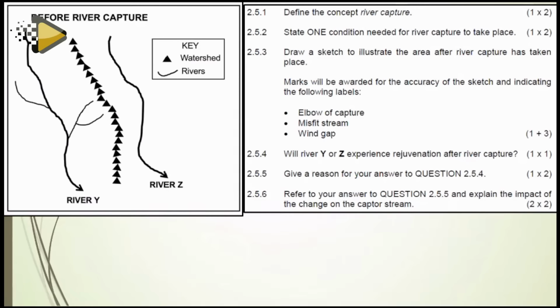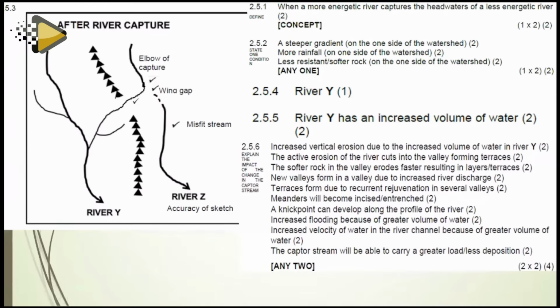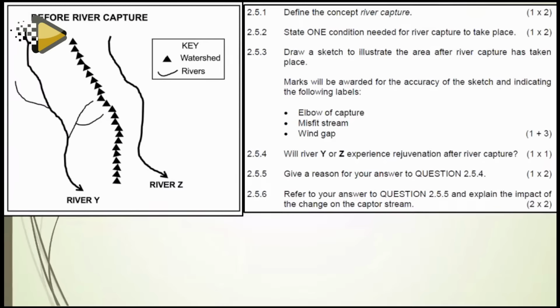Number three, one river must flow on a lower lying area and the other one on a higher lying area. So those are the factors that are going to result in river capture. Now, the question says, draw a sketch to illustrate the area after river capture has taken place. You can see here, river capture has not taken place. So we still have the watershed. The abstraction process has not taken place, though headward erosion is still taking place, but it has not yet cut through the watershed.